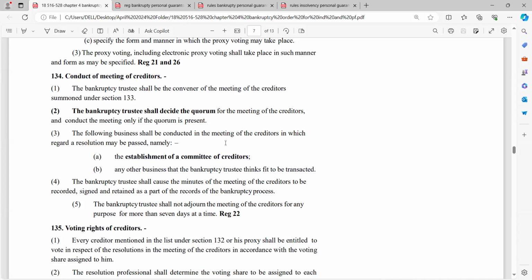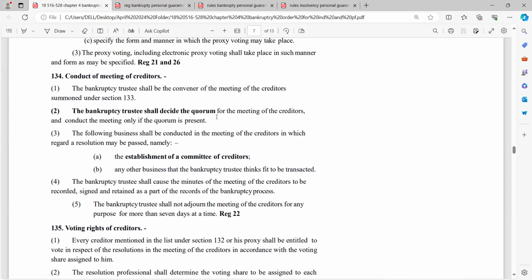The following business shall be conducted in the meeting of the creditors in which regard a resolution may be passed. Actually, this decision on the quorum will depend upon so many things: the number of creditors, their vote share, and so many other things. So depending upon the actual situation, the bankruptcy trustee shall decide the quorum. Basically, the quorum should be that which is sufficient to get consent to any of the resolutions. ठीक है भाई, अगर मान लीजिए कोई रेजोल्यूशन 75% के लिए है, तो जब तक 75% कोरम ही नहीं है तब तक वो हो ही नहीं सकती ना। तो इस तरह से वो डिसाइड करेगा। In any case he will fix the quorum for meeting to meeting, sir, actually.